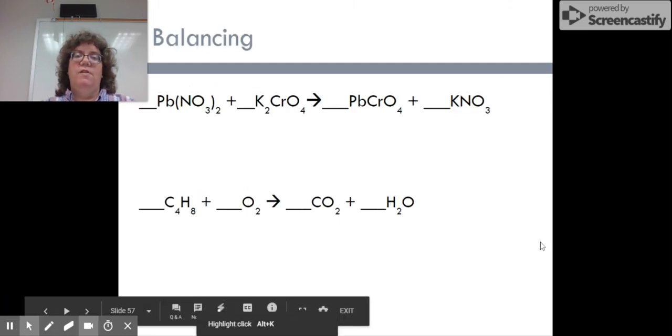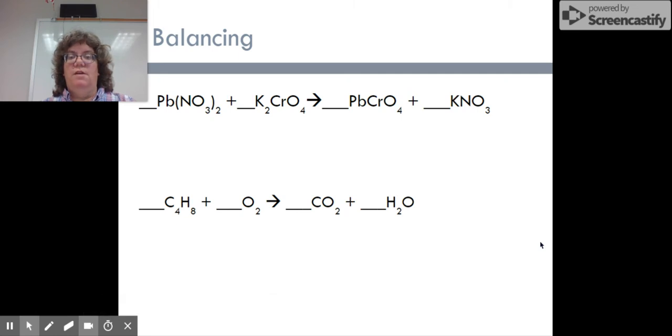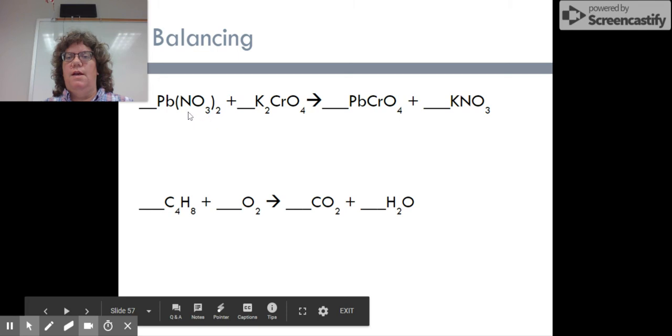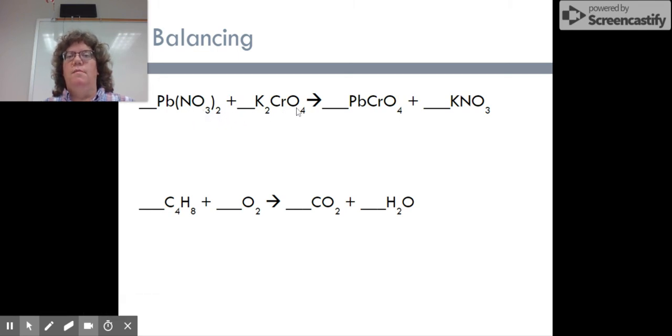Take a minute, pause the video, and try these for yourself. That one at the top there is a little bit complicated, but see what you can come up with. Just individually write out each of the atoms: lead, nitrogen, oxygen, potassium, chromium. Make sure you combine these 2 oxygens. And don't forget, this 2 out here means you have to distribute. So there's 2 nitrogens, 6 oxygens. So take a minute, pause, and see what you can come up with.